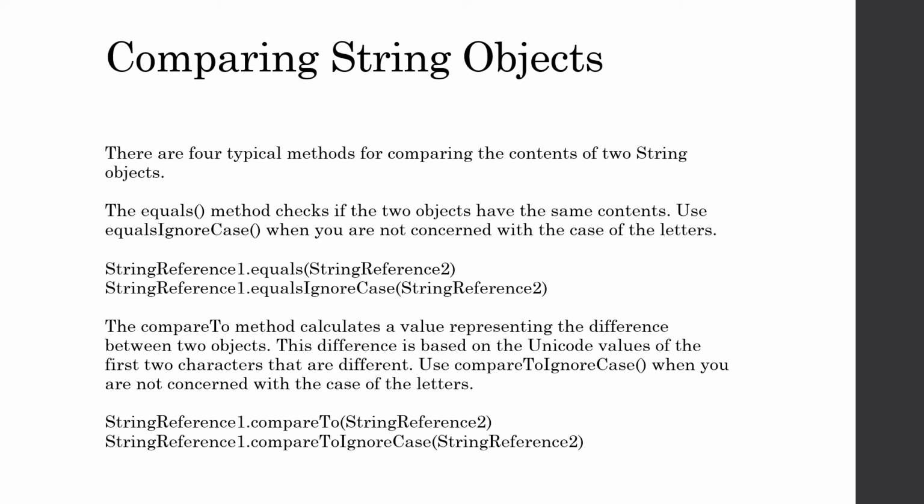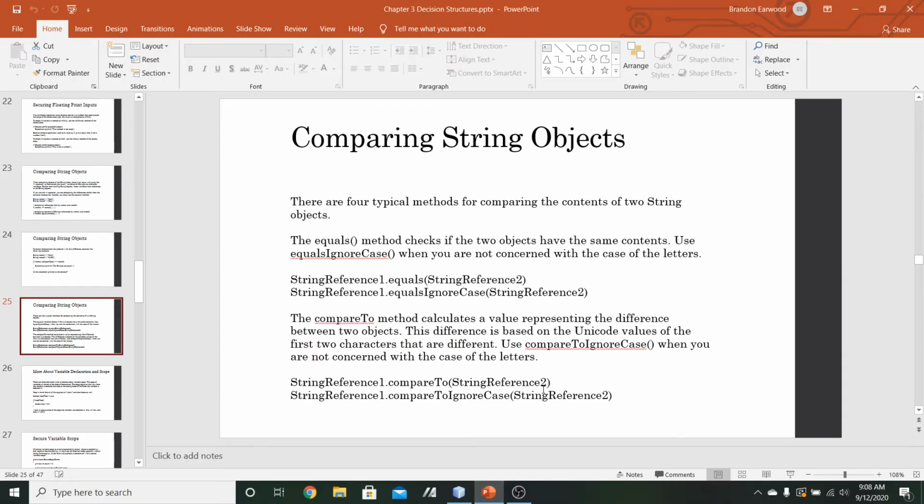So it's basically going to compare each pair of characters, so the first character in each of the 2 strings, then the second character in each of the 2 strings, the third character, and so on and so forth. And it's going to keep doing this until it encounters a pair of characters that are different, and it's going to get the difference based on their Unicode values. And then, of course, we can use compareToIgnoreCase if we're not concerned with the case of the letters in this comparison. Let's go ahead and minimize this.